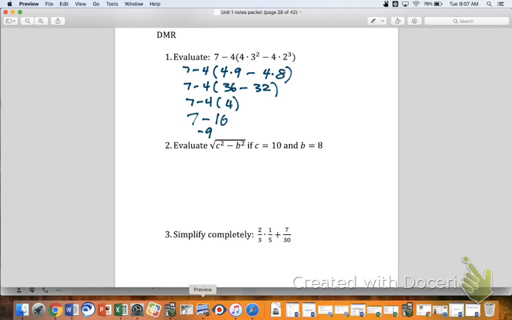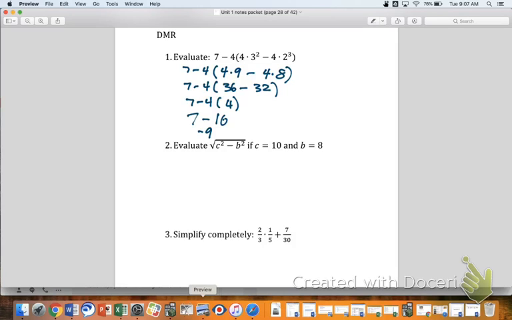Negative 9. So take a look at what you have. Take a look at what I have. I try to show some pretty clear steps, and other than my mediocre penmanship, I think it's pretty clear. You guys have any questions about any of those steps or the answer or anything like that? Okay.